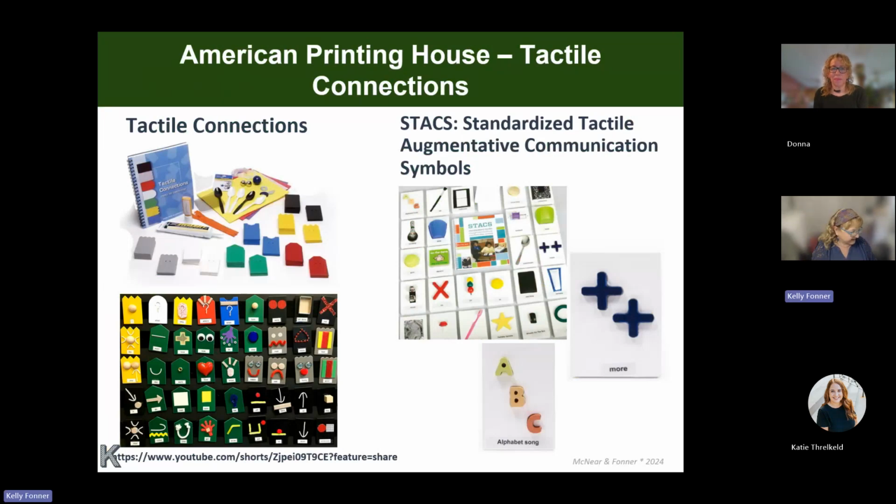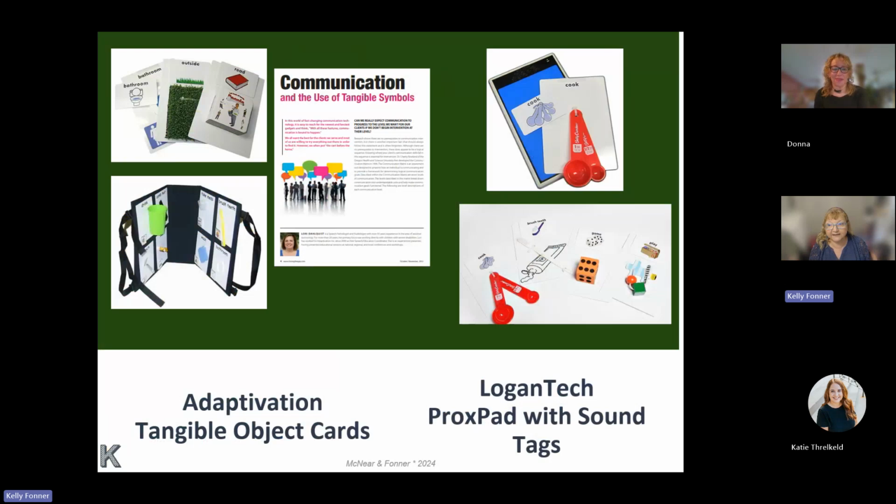Donna, anything to add to that? No, I think that's just a great explanation and introduction to how the organization of using tactile materials and getting to meaning is achieved. Yeah, no, great. There's also some other products out there in the AAC world.